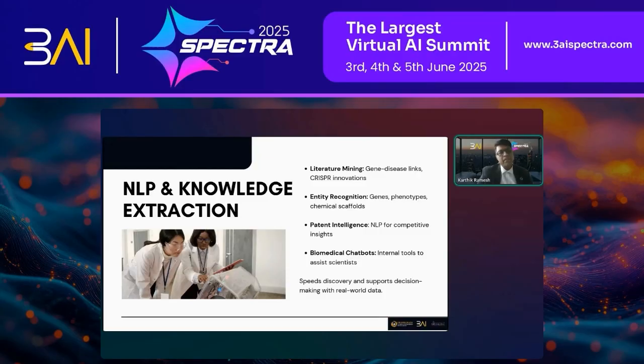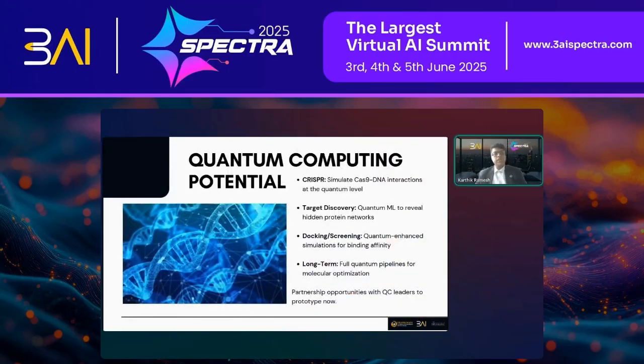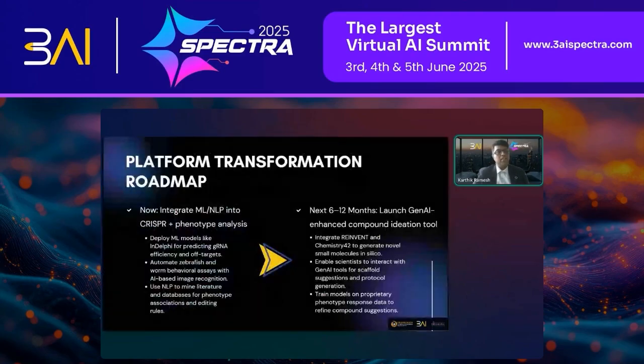So we can speed up the discovery, we can support the decision making, and come up with a lot of real world simulations. Gen AI is a huge option when it comes to designing protein molecules, reinventing newer drug designs, coming up with newer protocols, and you're also using GANs for phenotype image augmentation. Lastly, if I look at the quantum computing potential for CRISPR, target discovery, screening, or even some of the long-term molecular optimization, the potential is very, very huge.